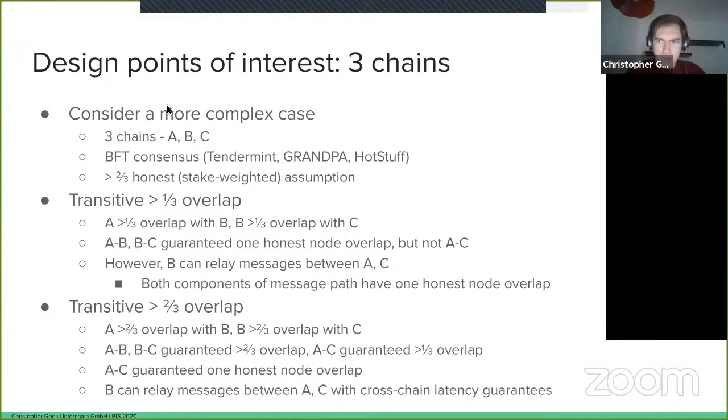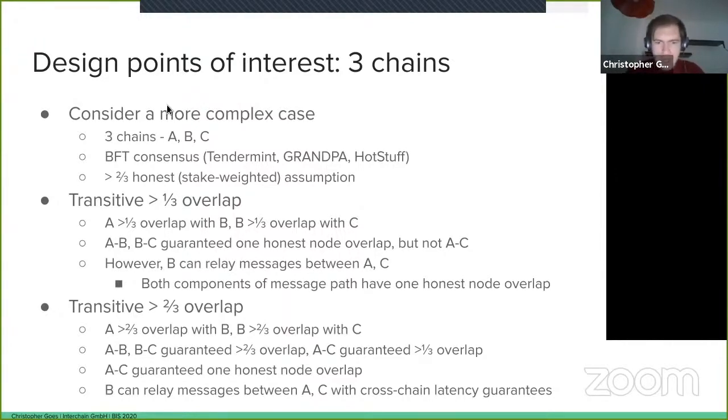So then if we're talking about 2/3 overlap in the 3-chain case, where A has at least 2/3 overlap with B, and B has at least 2/3 overlap with C, the pairs AB and BC are guaranteed 2/3 overlap. The pair AC is guaranteed 1/3 overlap. So AC is guaranteed 1 honest node overlap. But of particular interest, if we talk about message relay happening between A and C, but through B, then through this intermediate B, we can get this kind of latency guarantee, which we can't actually get directly for A and C. Because A and C don't have this 2/3 overlap, we don't have a guarantee that A and C have a 1/3 honest node in common, and we can't guarantee cross-chain message passing latency bounds between A and C, because they're potentially proceeding completely independently.